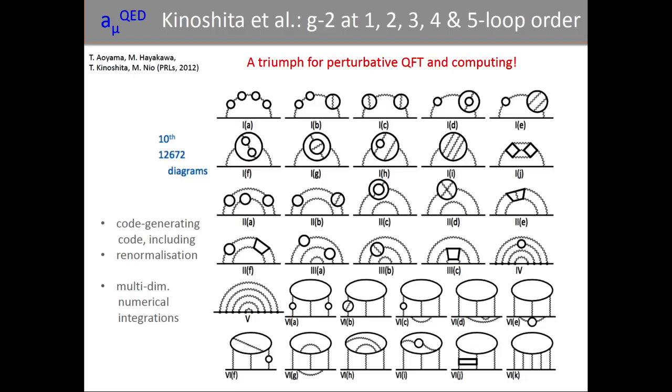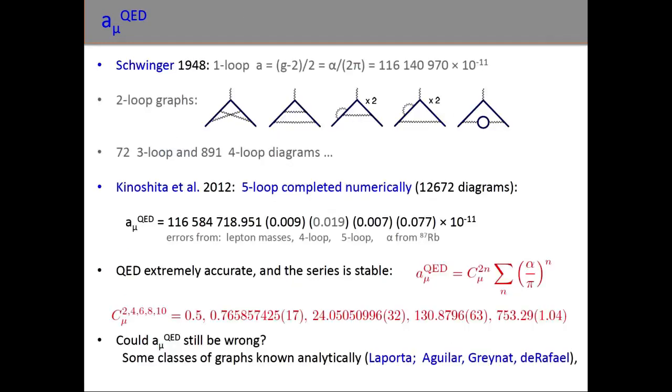originally the main line is muon or electron loops. So they needed code generating code, including the renormalization, which had to be automated. And in the end, they still ended with multidimensional numerical integrations. And that, of course, comes with an uncertainty in itself. And if you have something like this, you want to have some checks. So let's look at what the numbers are. So Schwinger's result is just this one in units of 10 to minus 11. I will later sometimes have 10 to minus 10. That depends on how people want to quote things.